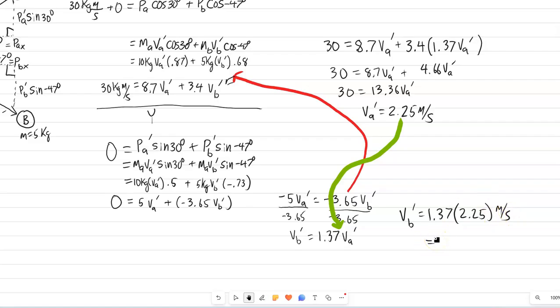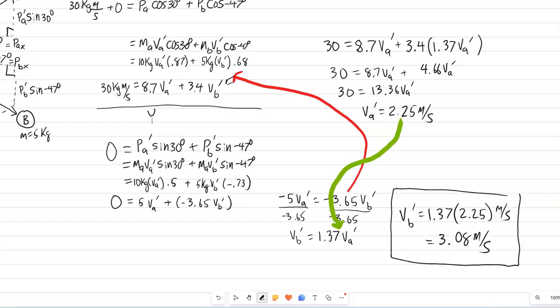Putting that into my calculator will give me 3.08 meters per second. So here is the velocity of ball B after the collision. And there's the velocity of ball A after the collision. And that is how you find the velocities to conserve momentum in 2 dimensions.